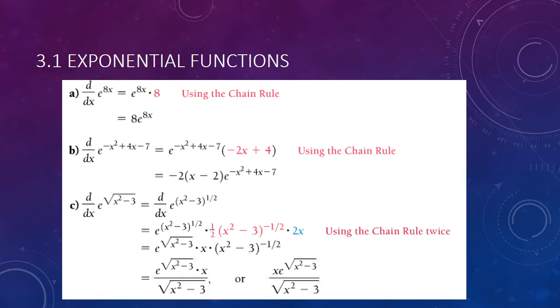I compare the chain rule to M&Ms because you want to do the candy shell first and then the chocolate. This is kind of like doing a peanut M&M. The candy shell is the e to the x, the chocolate is the 1/2 x squared minus 3 to the negative 1/2, and then the peanut in the middle is the 2x. You just take it one layer at a time. And then you can see that they did some simplifying. You don't really need to mess with that, although you can if you would like to.